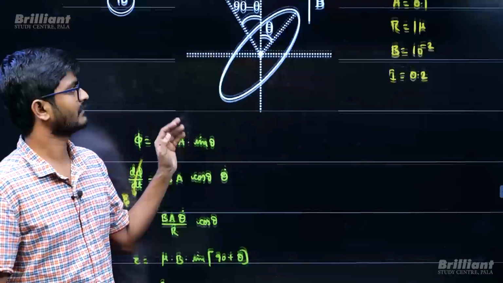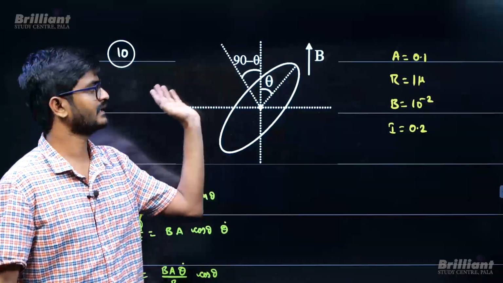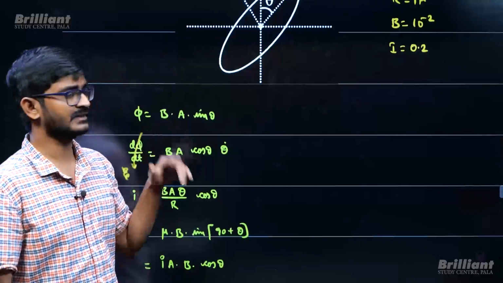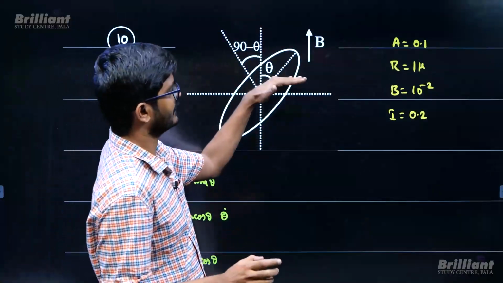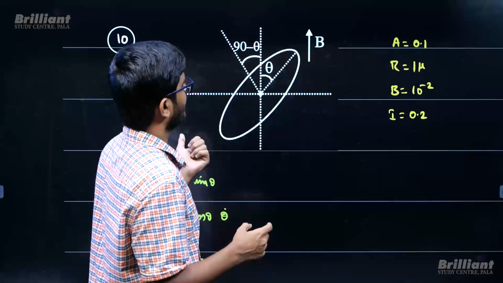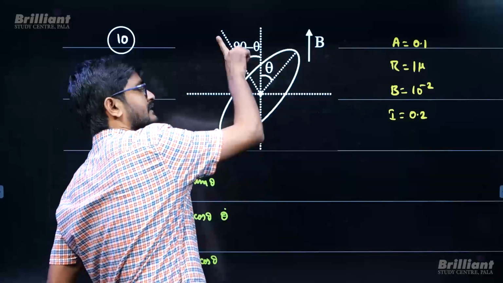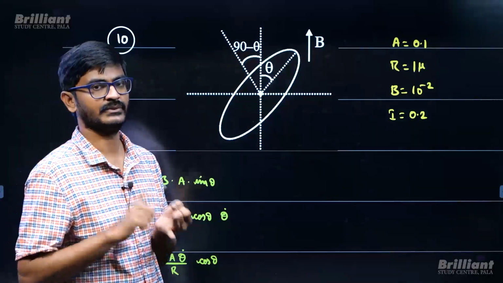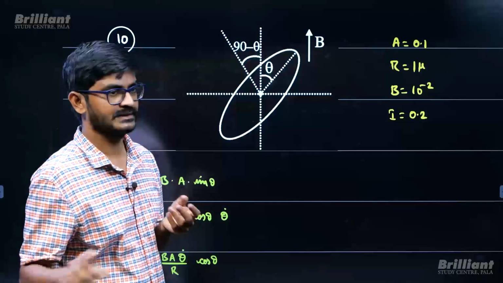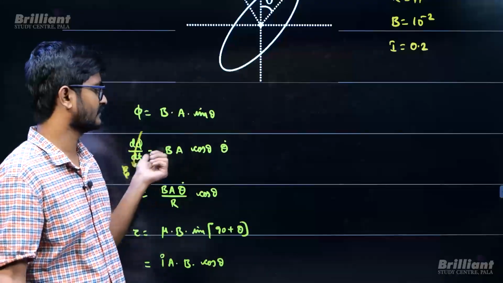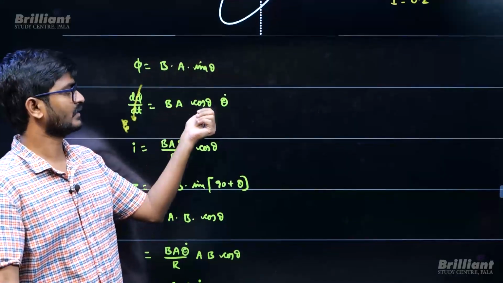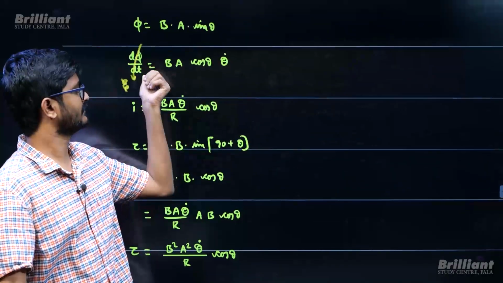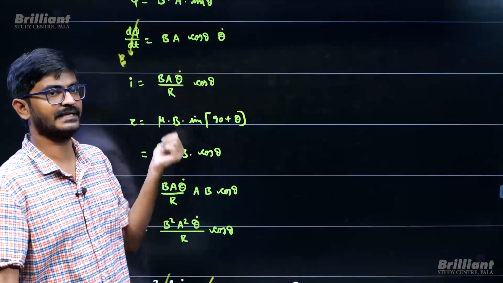So the flux at a certain instant, when it has rotated by angle theta, is going to be how much? When it has rotated by angle theta, what is the area vector direction? The area vector is in this direction, so the angle between them is 90 minus theta, so flux is going to become B into A into cos(90 minus theta), which will be sin theta. Flux is this much, so the rate of change of flux will be BA into cos theta, and that theta is not constant, it is varying, so theta dash. That is EMF. If I divide by resistance, I will be getting current.